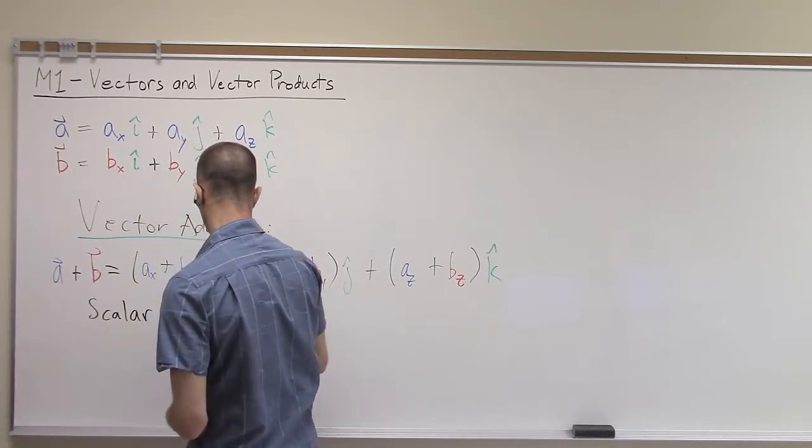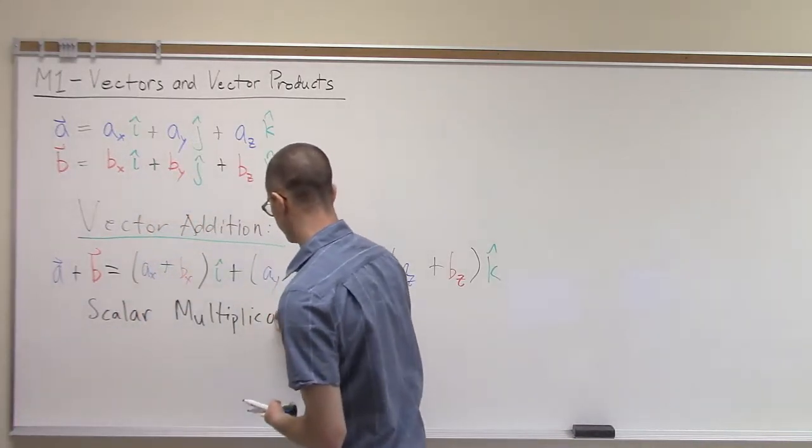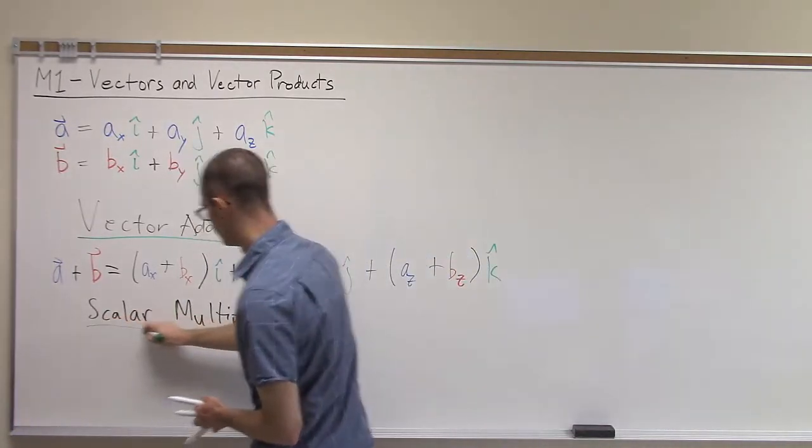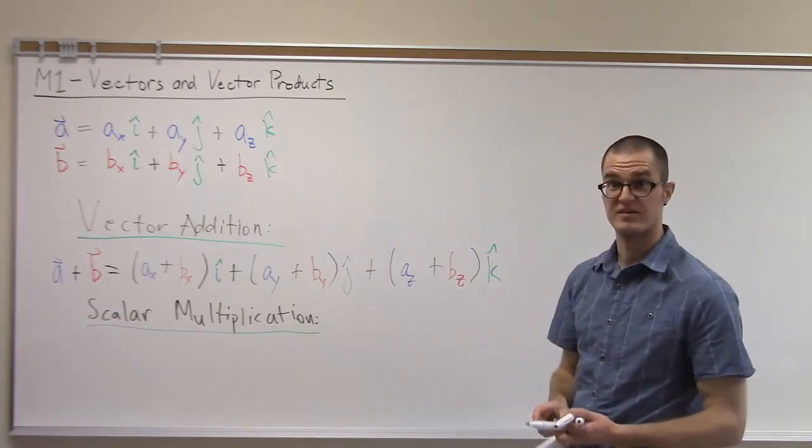So the first type of multiplication, we'll just call it scalar multiplication. This is the simplest of the multiplication operations on vectors.